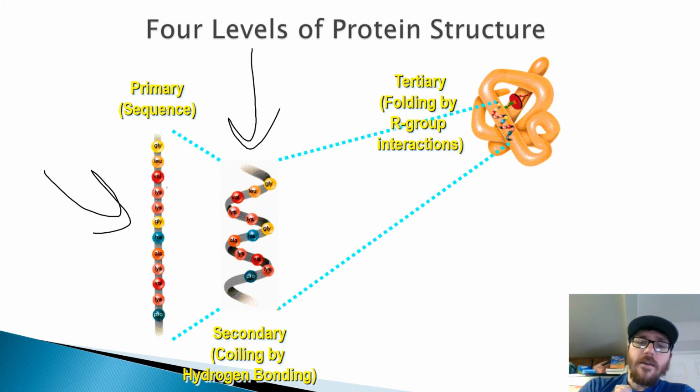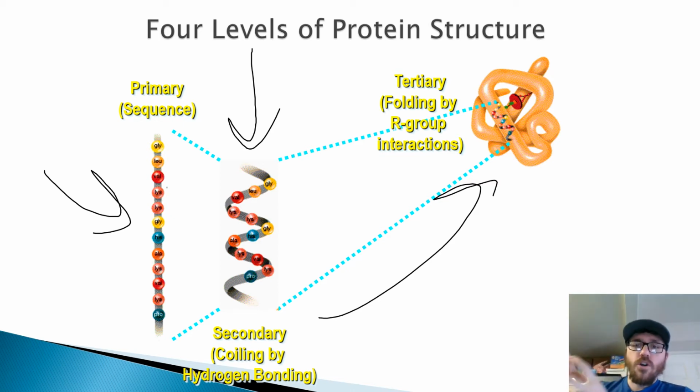And then finally, in terms of a single chain, we have our tertiary structure. And this is because you're going to have large groups of amino acids that are attracted to other large groups of amino acids. And so we get this large scale folding.